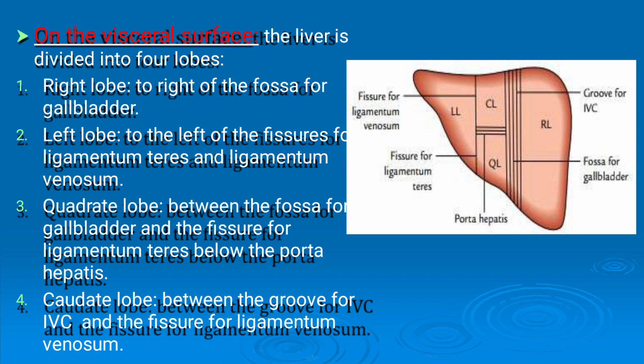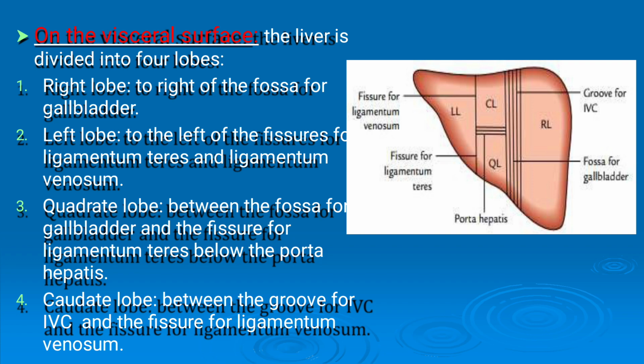Now we can see this is the ligamentum venosum and ligamentum teres, both fissures under the left lobe, and we can see the quadrate lobe between the fossa of gallbladder. This is the gallbladder and ligamentum below the porta hepatis. This is called the porta hepatis.